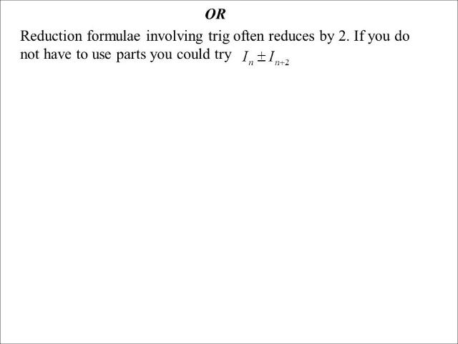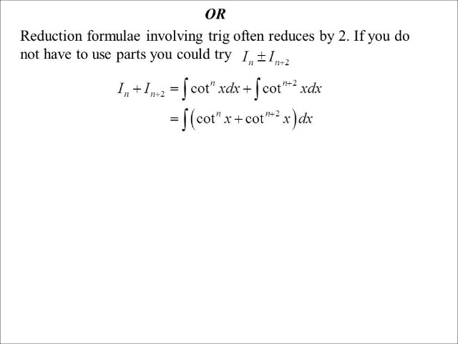If you don't want to use parts, or you don't think you have to, you could actually try working out what I n plus or minus I n plus 2 is. Because we know the formula often reduces by 2, and play around with that, and sometimes magic happens. So here's the cot one.